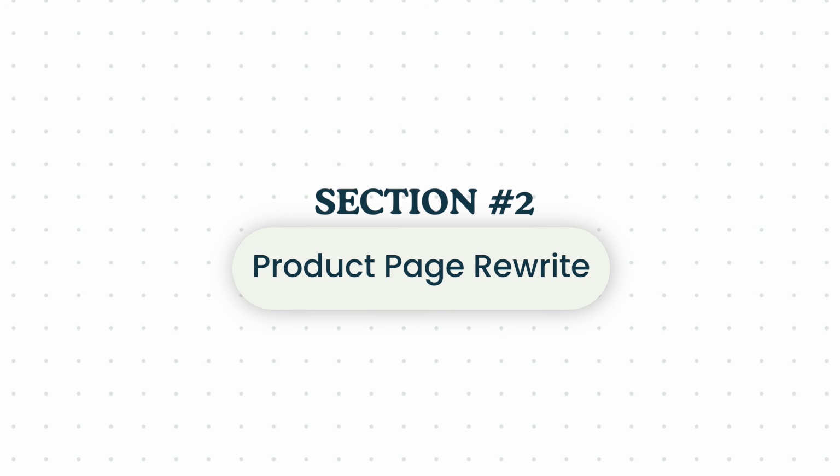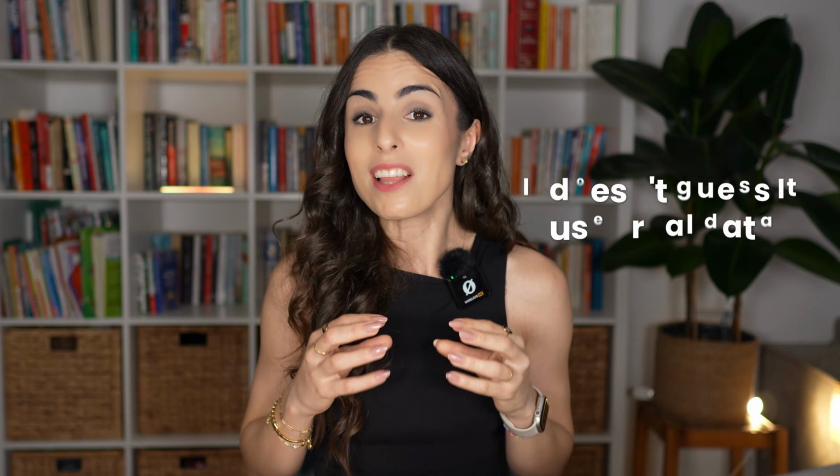So we've finished auditing our product page, and now we have a clear idea about the things that we need to fix. The next thing we are going to use Claude for is to rewrite our product pages. I call this the product page rewrite, and it goes deeper than any copywriter can ever go. Because using AI, I can really profit from all the reviews. It doesn't guess, it uses real data. So here is what I do.